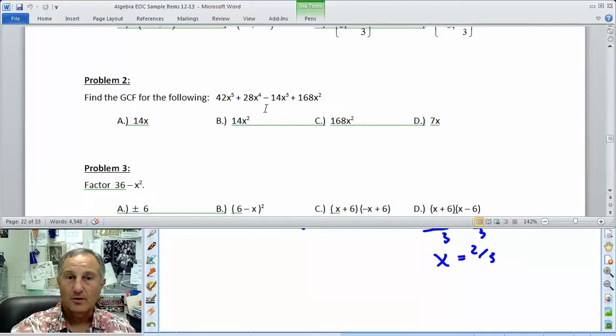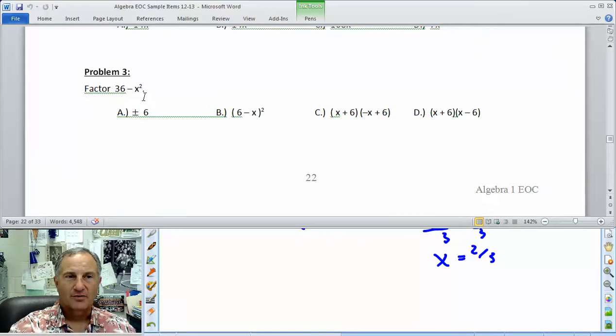Let's see here. Oh, wait a second. 14 goes into 42. I'm sorry, 14 times 3. I don't know what I was thinking. So 14 goes into there 3 times, into there twice, into there once, into there 12 times. And then we look at the x's. They all have an x. You take the smallest exponent x because they all have at least an x squared in them. So 14x squared, boom, it's B. Not really a whole lot of work in that one.